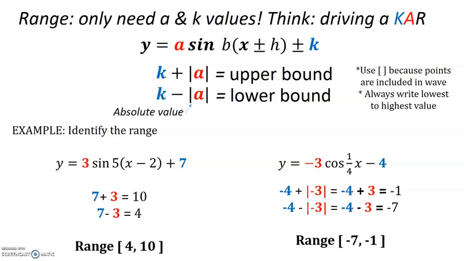For my next example, if I have y equals -3 cosine of 1/4 x minus 4, I again start with my k value, so that's -4. I write that twice, and then I'm going to add and subtract the absolute value of -3. Remember, the absolute value of -3 is actually a positive 3, so I now have -4 plus 3, which is -1, and -4 minus 3, which is -7.